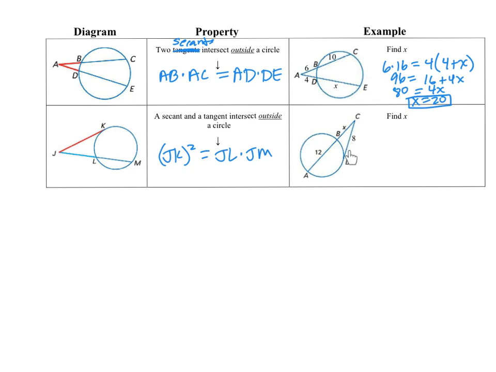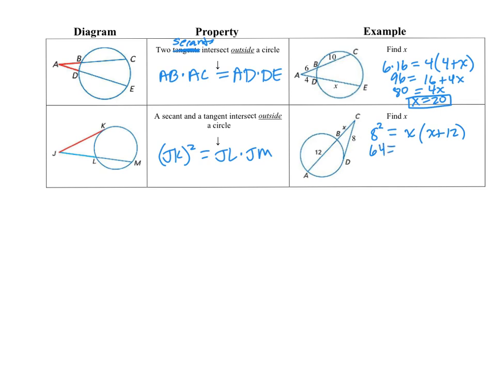So again, we have a tangent and we have a secant. So the theorem says that if they intersect outside the circle, then if you take the tangent and square it, which is actually the outside part times the whole thing, so 8 times 8 is 8 squared, that's going to be equal to the other outside part times the whole thing. So the outside part is x, an expression for the whole secant, its measure would be x plus 12. Okay, so let's solve this equation.